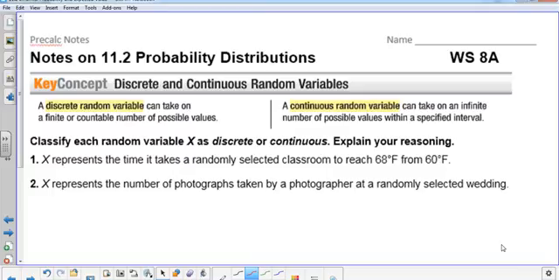Here's the 2 examples on your sheet. The time it takes a randomly selected classroom to reach a suitable range of temperatures. It's continuous. It could take 1 hour. It could take 1.3 hours. It could take 5.6 minutes. Okay, this is continuous. The number of pictures you took at a wedding. The number of times you clicked the button to take a picture has to be a whole number, so it's discrete.